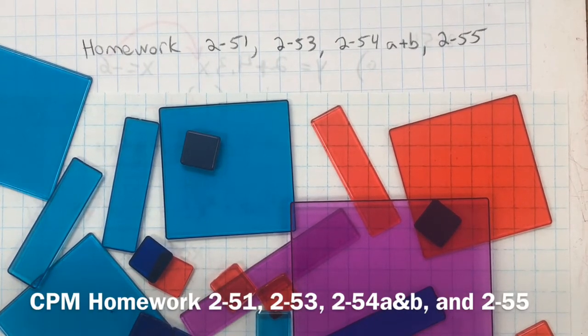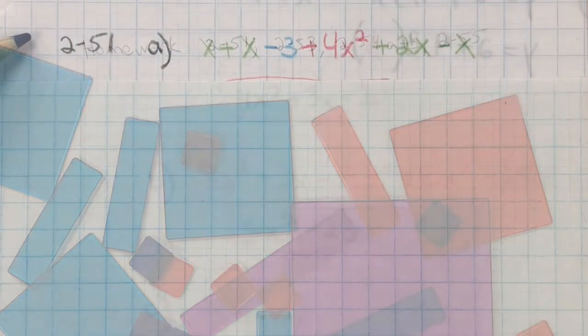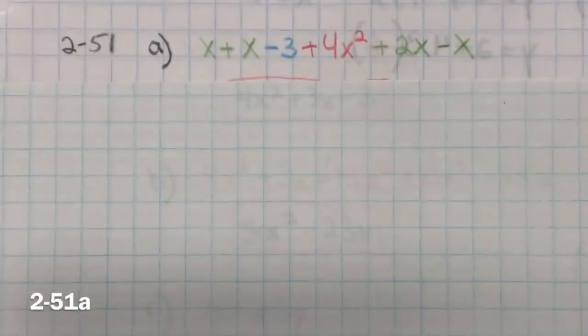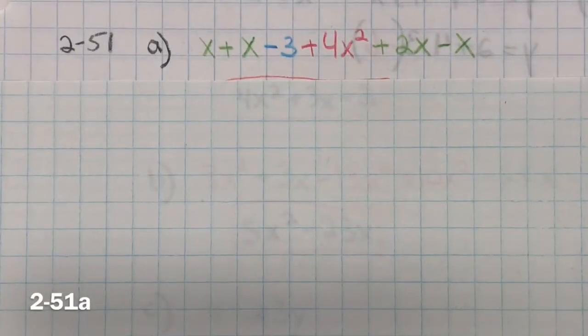This is the homework for 251, 253, 254A and B, and 255. For 251, you need to simplify the expressions by combining like terms, if possible.